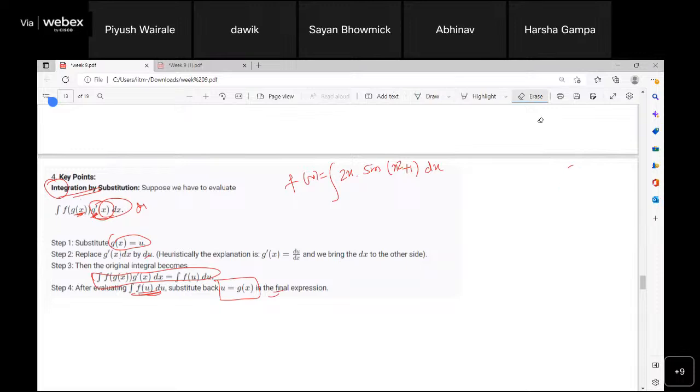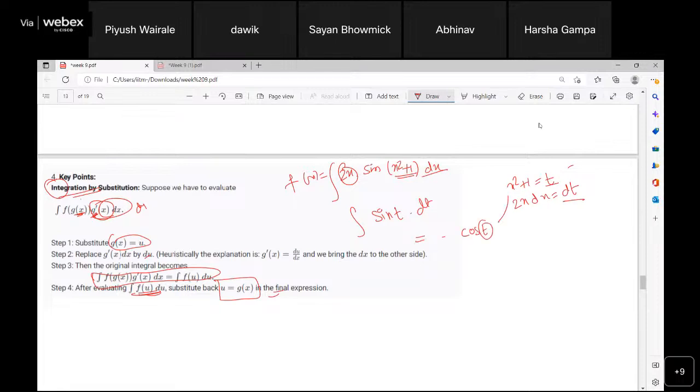Yes, anyone? So which substitution do I have to put here? x square plus 1 equals t. Why? Because the differentiation of that is 2x and it is given. So 2x is already given to me. So I can simply differentiate: 2x dx equals dt. So I can replace 2x dx by dt and x square plus 1 by t. So what will I get? Sine of t dt. So what is the integral of sine? Minus cos of t.